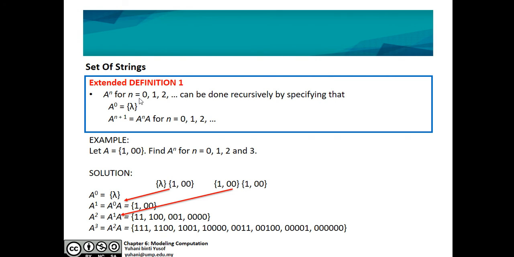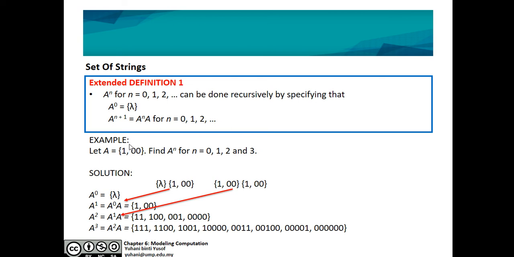Extended from definition 1, previously we have A to the power n, for n equal to 0, 1, 2 until infinity, which can be defined recursively by specifying that A0 is equal to the empty set, and A to the power n plus 1 is actually A to the power n concatenated with A. Here n is 1, and here n is 2, so that is 2 plus 1. Here is A2, A which is A1, for n equal to 0, 1, 2 until infinity.